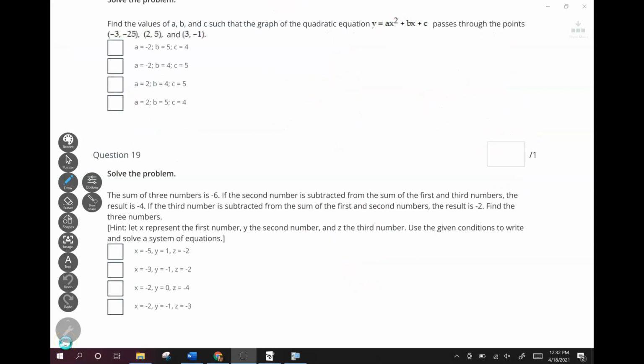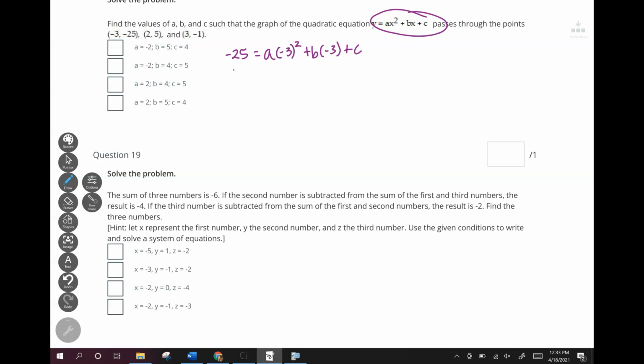I'll get you started on number 18, but I'm going to let you solve it on your own. It says find the values of a, b, and c such that the graph of the quadratic equation passes through the points this, and this. Okay, so 3 points. So these are x and y's, right? These are all x's and y's. So you're going to plug those in for x and y in your standard form quadratic equation. So I'll have -25 equals a times -3 squared plus b times -3 plus c.